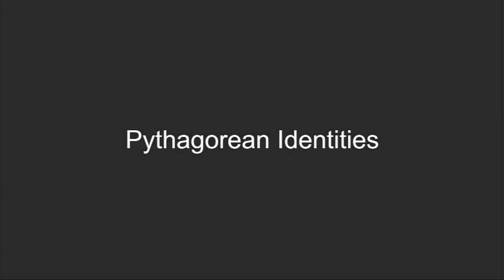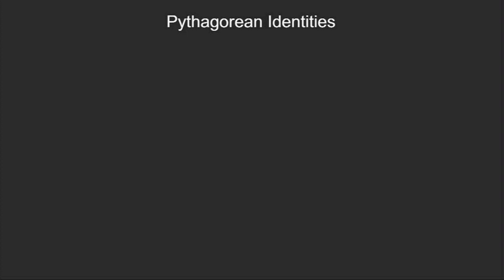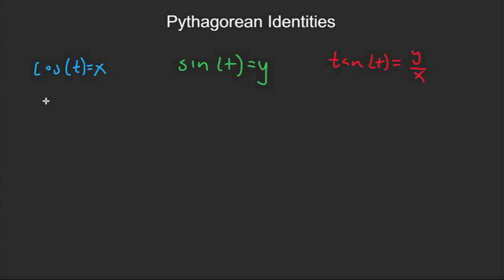In this video, we're going to be going over the Pythagorean identities again and how to apply them. Okay, so remember again that cosine of t is equal to x, sine of t is equal to y, tangent of t is equal to y over x, and then the reciprocals, secant t is equal to 1 over x, cosecant of t is equal to 1 over y, and cotangent of t is equal to x over y.